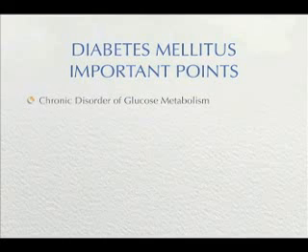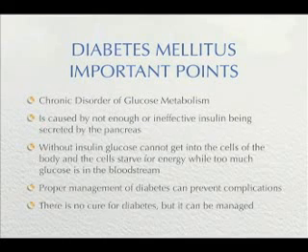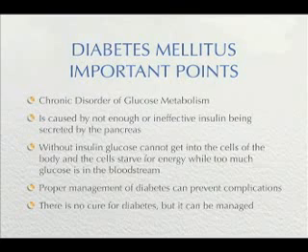Important points to remember. Diabetes is a chronic disorder of glucose metabolism. It is caused by not enough or ineffective insulin being secreted by the pancreas. Without insulin, glucose cannot get into the cells of the body, and the cells starve for energy, while there is too much glucose in the bloodstream. Proper management of diabetes can prevent its complications, and although there is no cure for diabetes, it can be very effectively managed.